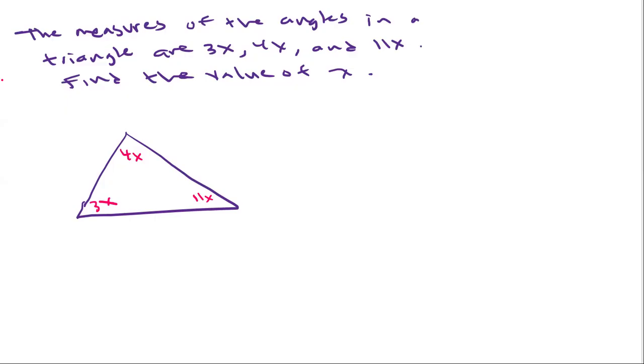180, right? We know it's 180 degrees. So if we just add these up and set them equal to 180, that would be our setup. So we have 3x plus 4x plus 11x, and that equals 180 degrees. Then we just solve for x.